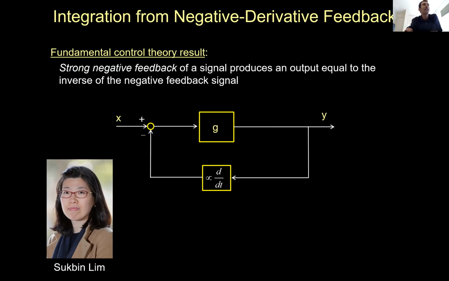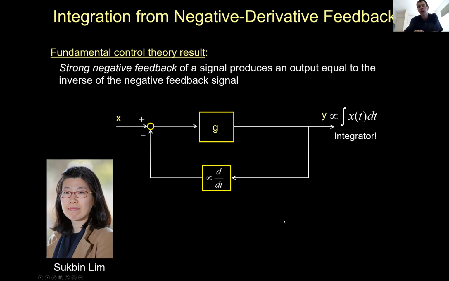It came from a basic result in control theory that strong negative feedback of a signal produces an output equal to the inverse of the negative feedback signal. That is to say, if there's an input X, which goes through some transformation, linear or nonlinear, to produce an output Y, and then the output Y is fed back very strongly through some transformation, in this case a derivative, then the output Y will be proportional to the inverse of that transformation. And the inverse of a derivative, of course, is an integral, so Y is proportional to the integral of X.